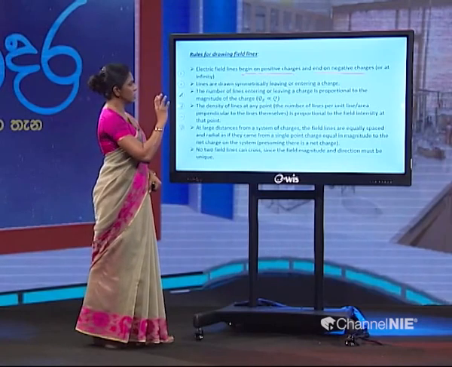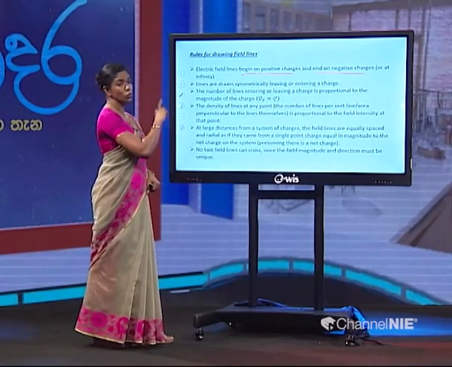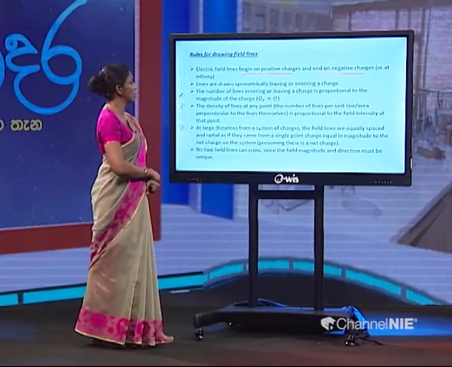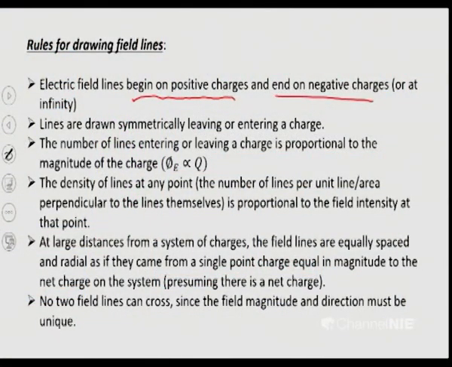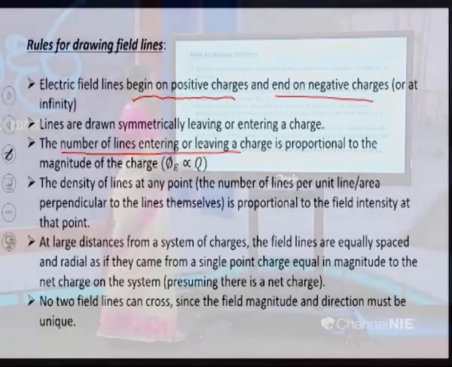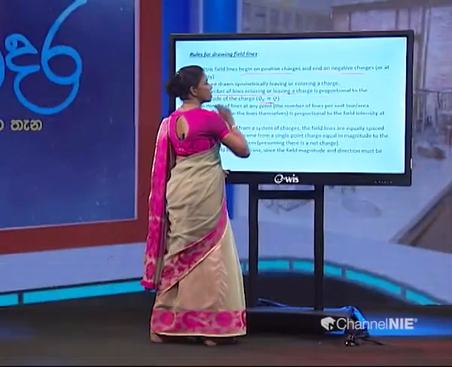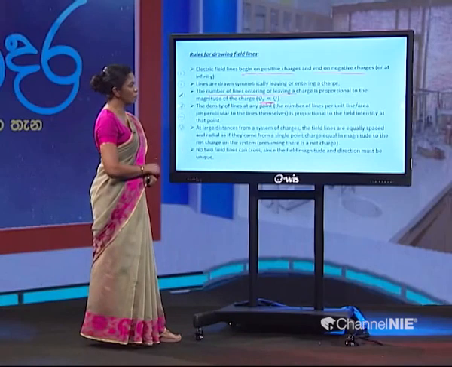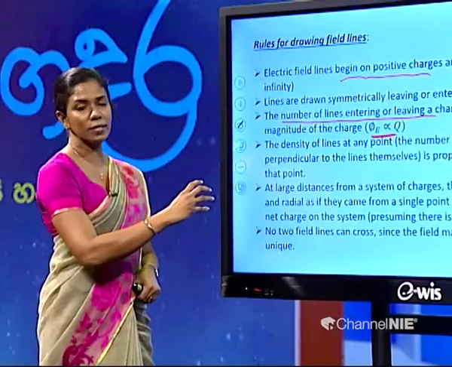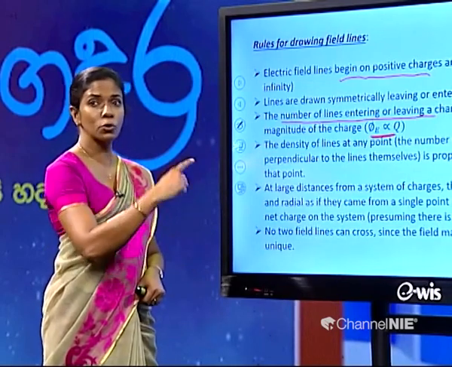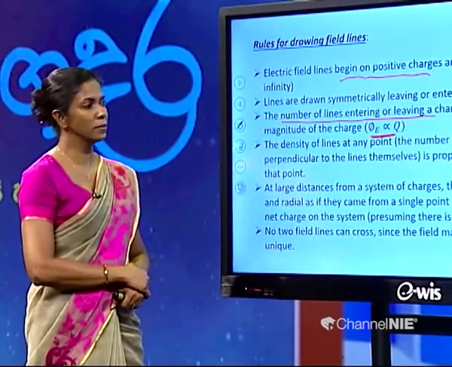Then if you consider a point electric charge, we are supposed to draw the lines symmetrically. When we come to the examples, we'll see how they are drawn. Lines are drawn symmetrically, leaving or entering a charge. And then a very important fact: the number of lines associated with the electric field due to a charge is directly proportional to the magnitude of the charge. For example, you draw a certain number of lines around a charge Q. If you double the charge, you have to double the number of lines that you draw around it.